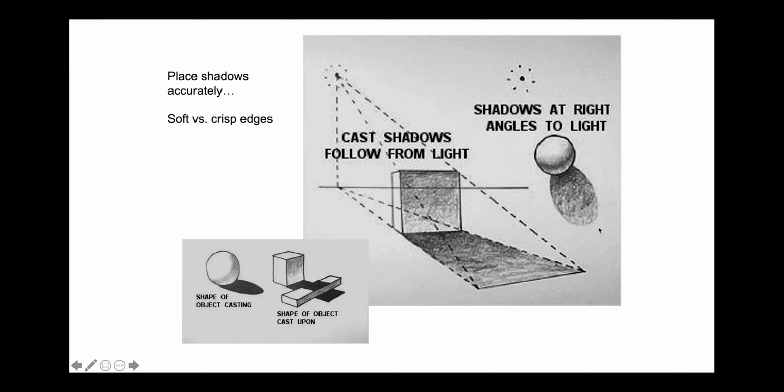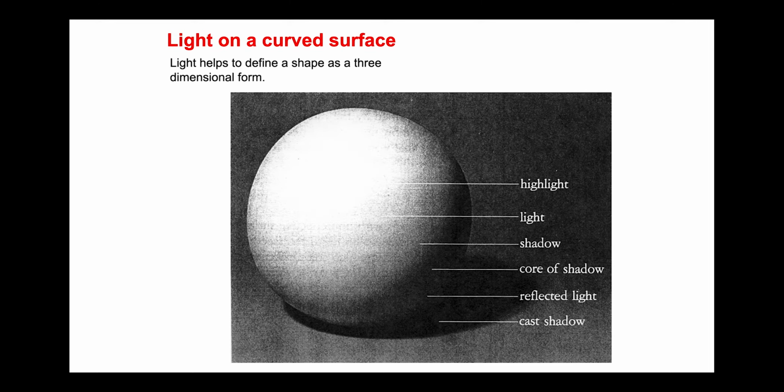Shadows get softer as they go away from the object that's casting them, because remember, the object is protecting that surface from the light, and it's the light around that begins to seep in and soften the edges of the shadow as you get further away.